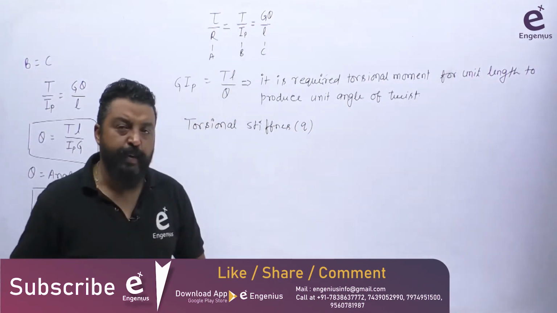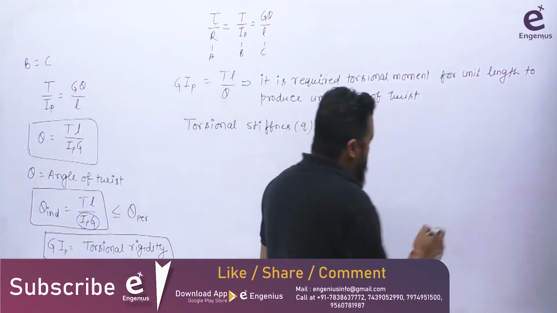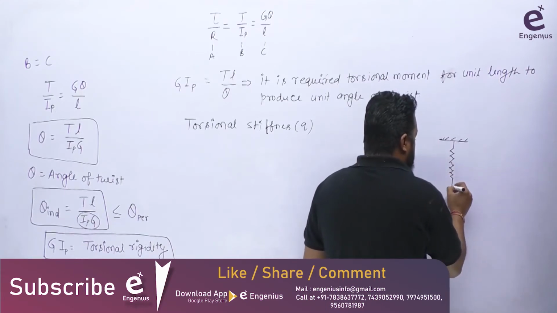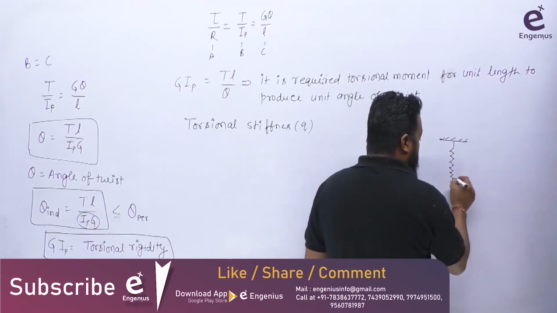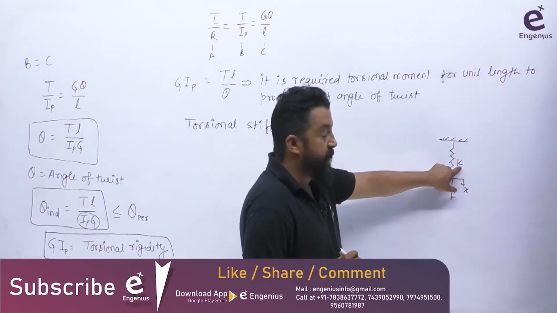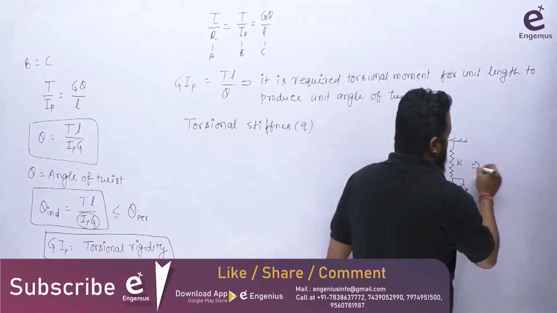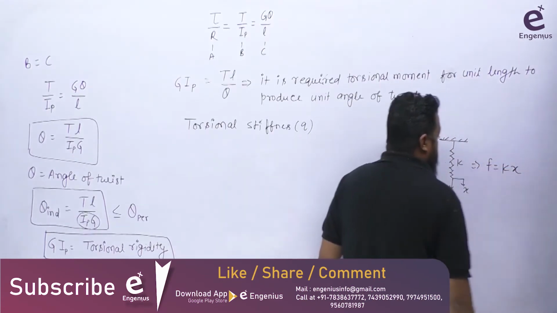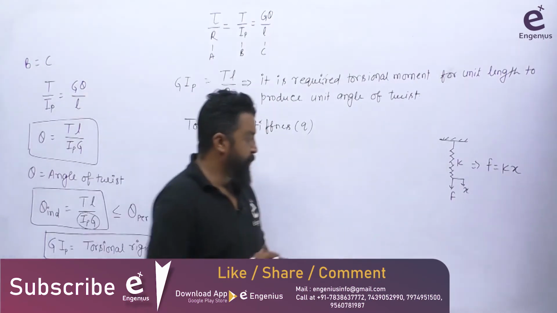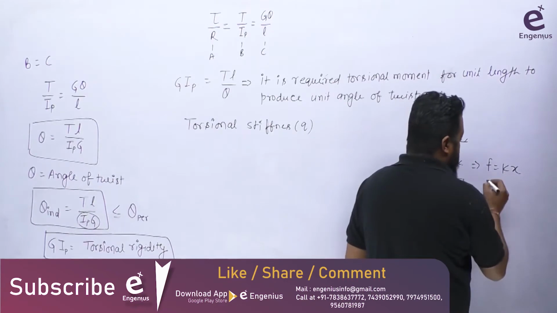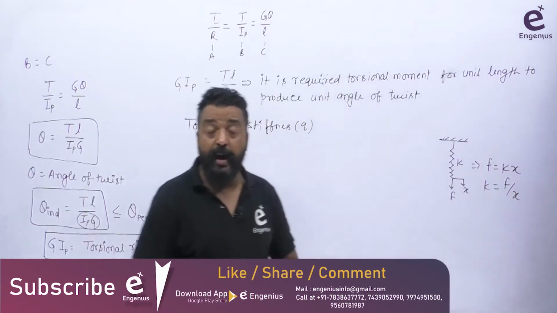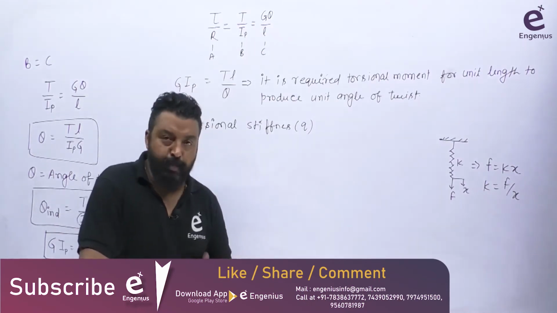Let's understand this by the use of a spring. For a spring, if I am applying the force F for a displacement of x, and I want to define the spring stiffness K, then we know the formula: F equals Kx. So K is the spring stiffness, and you can define it as F by x, where F is the required force and x is the displacement.